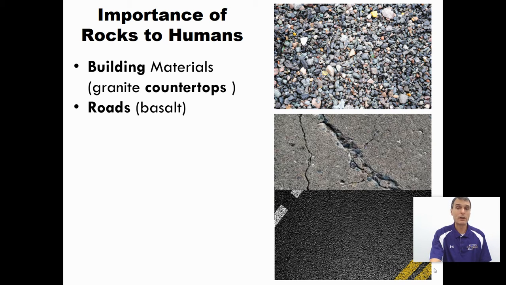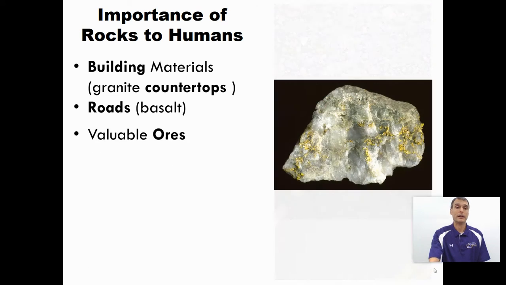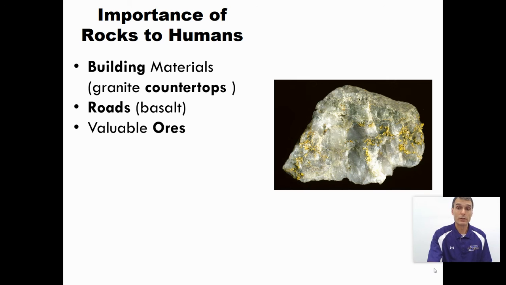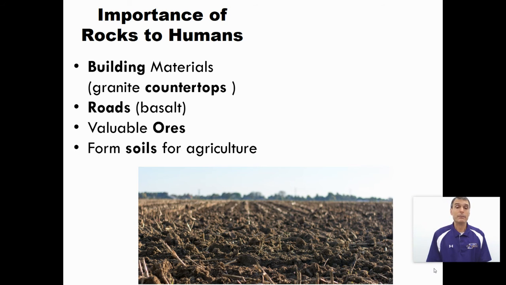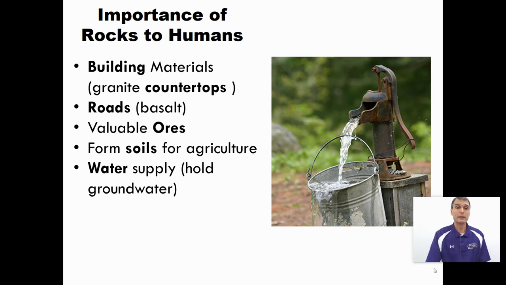They're the aggregate, the crushed up material that we mix with the materials to then make the road or the cement. They have valuable ores like gold, copper, other things like that. The rocks eventually form soils that we grow our crops in.